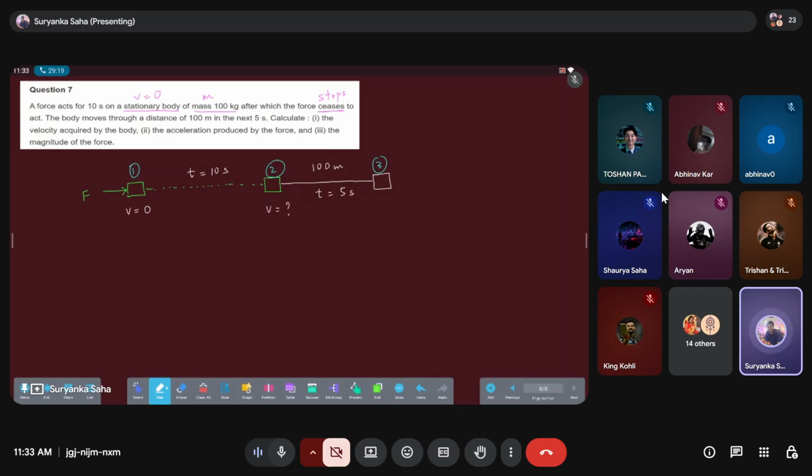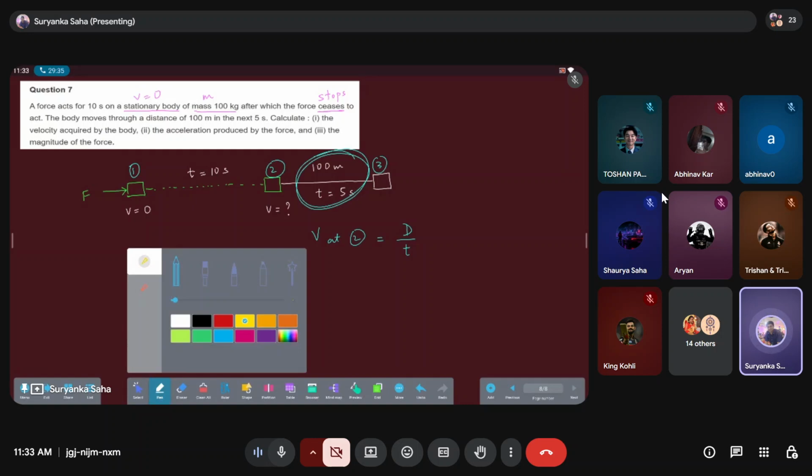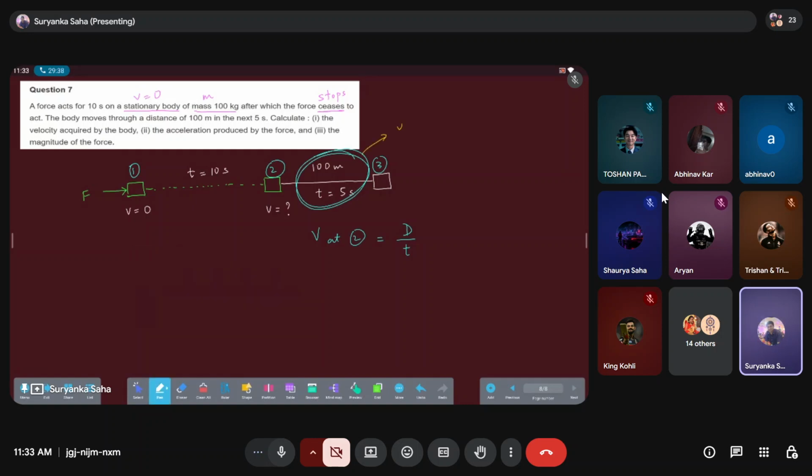So velocity at number 2 will basically be equal to distance by time, uniform velocity, because in this portion force is not there, isn't it? This portion is uniform velocity because force stops to act. Let me write over here: this will be uniform velocity since force stops to act, meaning force is equal to 0.